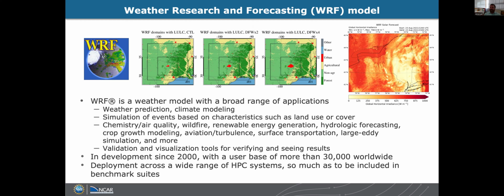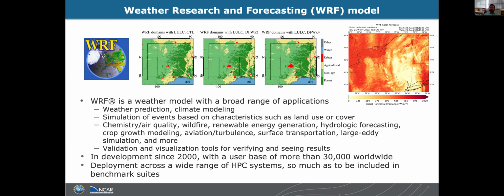I didn't look up how many countries the registered users are from, but it's well over 100. Most countries on Earth have registered users using WRF. And so it really is probably one of the most commonly used weather forecasting models in the world. And it can handle both weather prediction and regional climate modeling. So it's used for both time scales of forecasting or simulation problems.